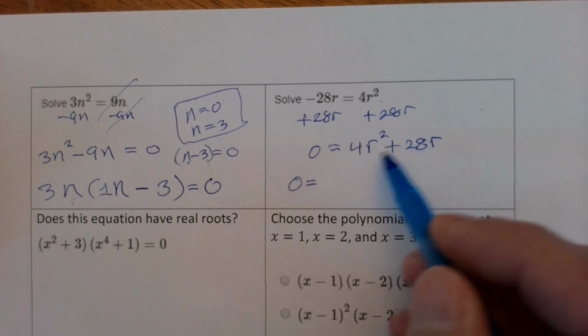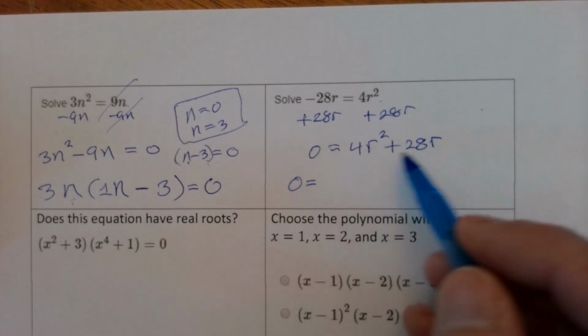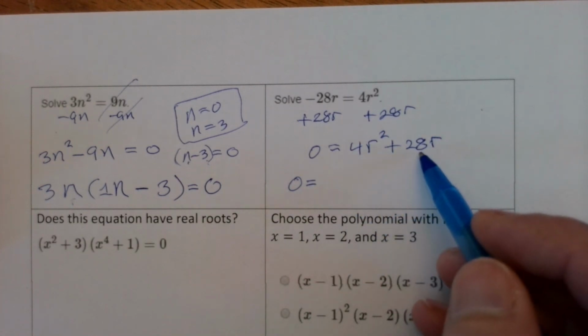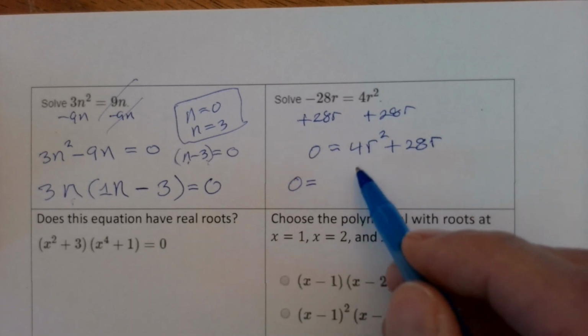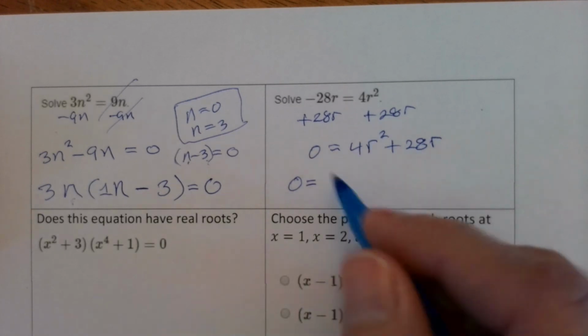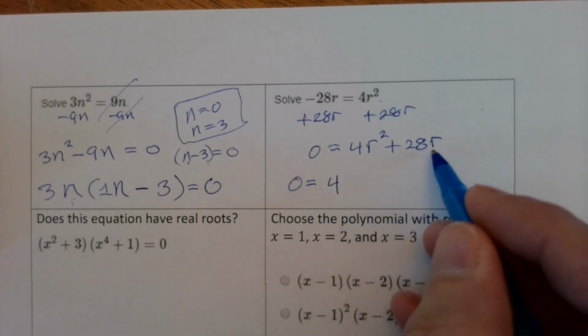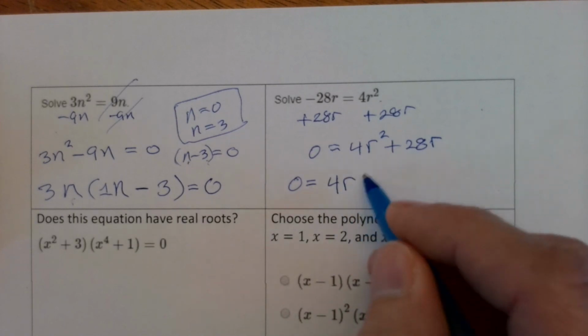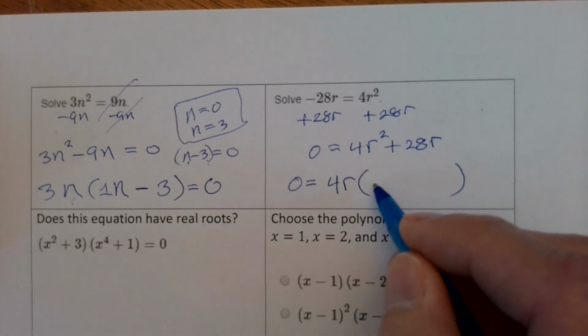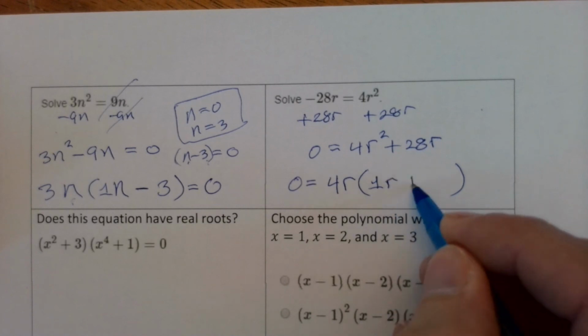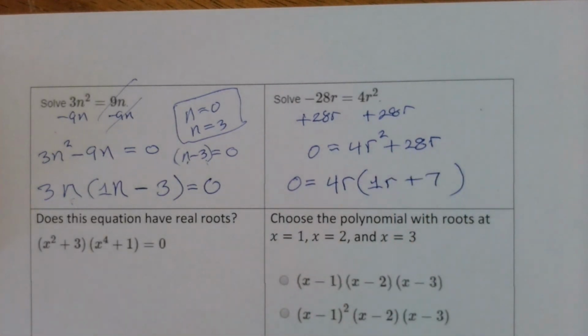These both divide by 1 and 2 and 4. The greatest common factor of 4 and 28 is 4. And they both have r, at least one r. So you take 4r out, and you're going to be left with 1r plus 7. And the answers are going to be 0 here and -7 there.